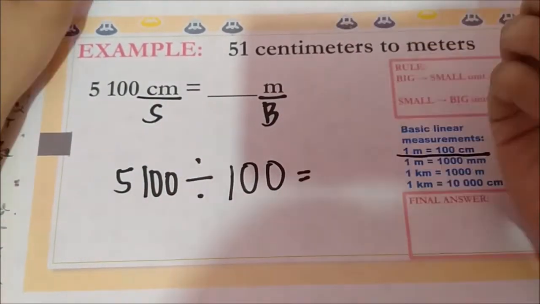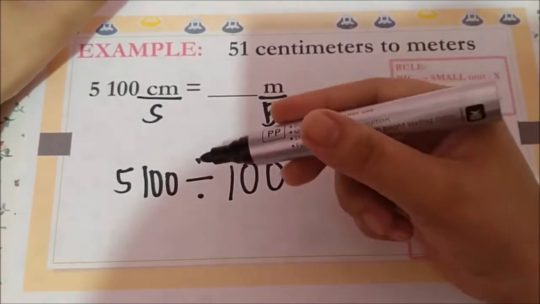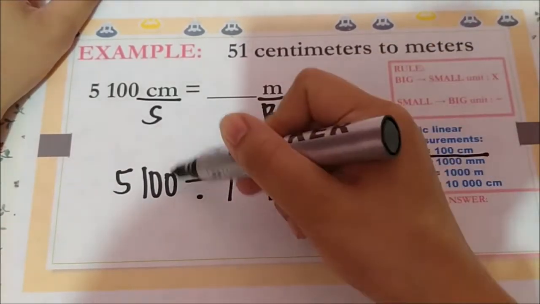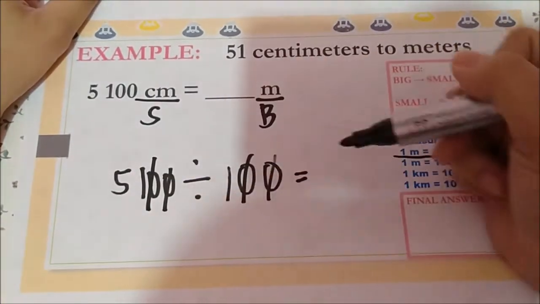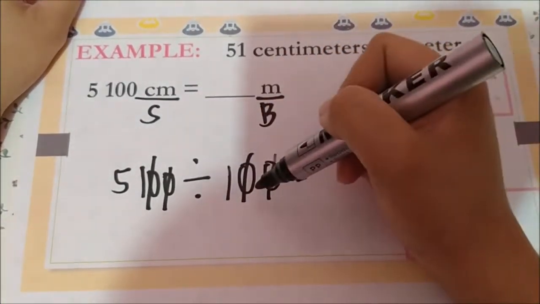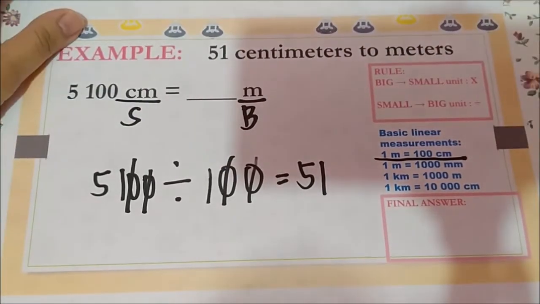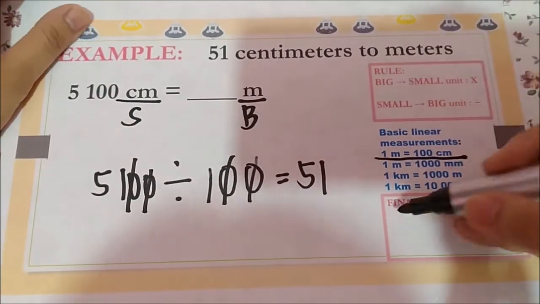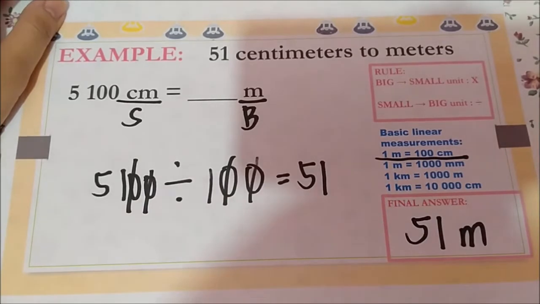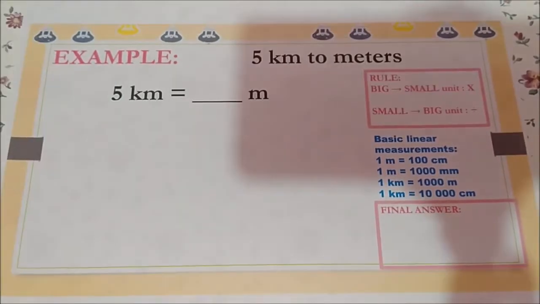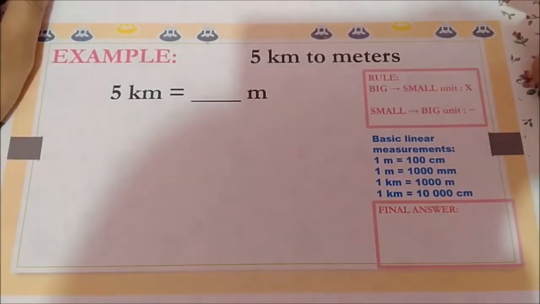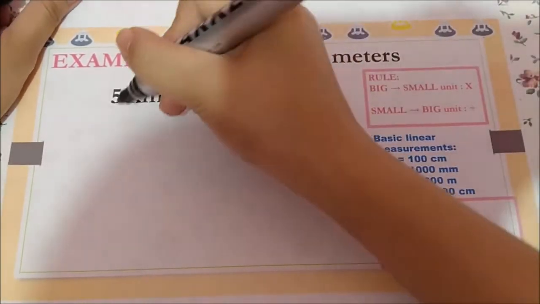And then, whenever we divide numbers with zeros, we just cancel out zeros. And we divide what was remaining. 51 divided by 1, the answer would be 51. Therefore, our final answer is 51 meters.